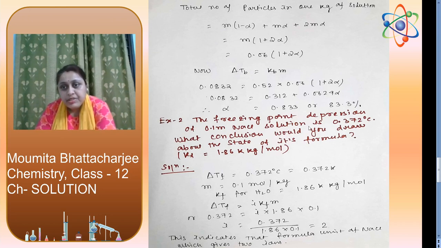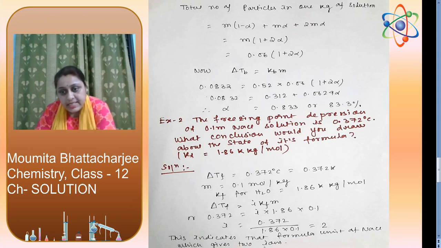Now, example 2. The freezing point depression of a 0.1 molar NaCl solution is 0.372 degrees centigrade. What conclusion would you draw about the state of its formula? Kf, that is the cryoscopic constant, is given as 1.86 Kelvin kg per mole. Solution: delta Tf, the difference between the freezing points in pure state and after mixing, is 0.372 degrees centigrade. m is 0.1 mole per kg. Kf is given as 1.86. We will write the formula delta Tf equals i Kf into m. We will put in the values of delta Tf, Kf and m, and we will get the value of i.